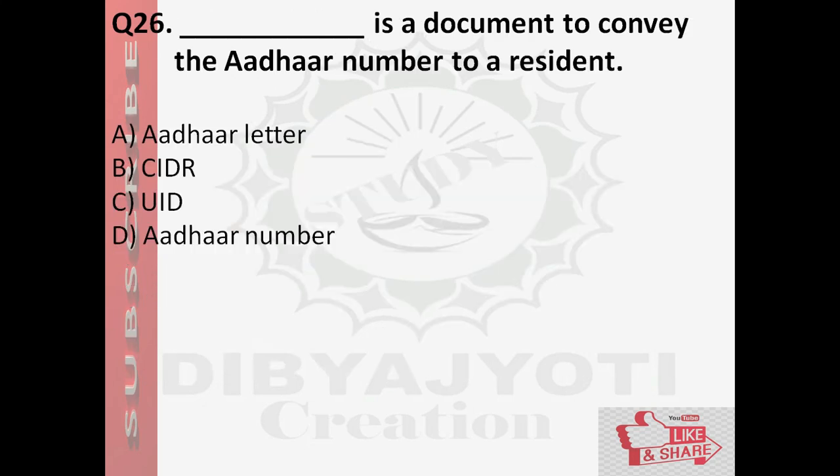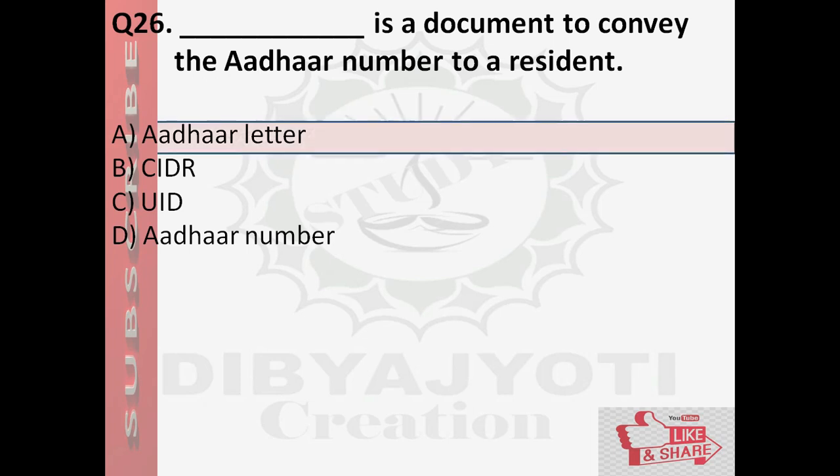Next, blank is a document to convey the Aadhaar number to a resident. Options are option A, Aadhaar letter. Option B, CIDR. Option C, UID. Option D, Aadhaar number. And the answer is Aadhaar letter.